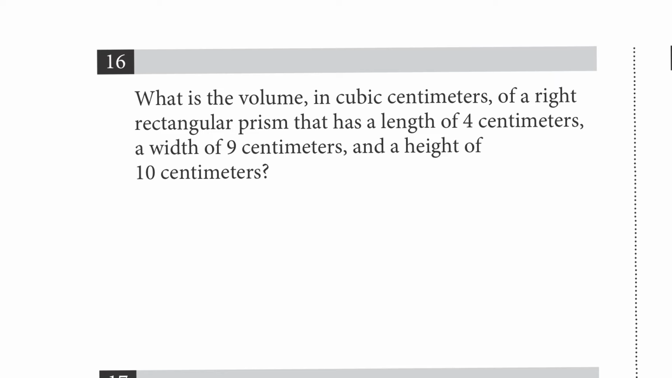Okay, problem number 16. What is the volume in cubic centimeters of a right rectangular prism that has a length of 4 centimeters, a width of 9 centimeters, and a height of 10 centimeters? So in this problem, if we're looking for volume, a right rectangular prism looks like a box, and all you need to do is find the length times the width times the height. So we're going to have 4 times 9 times 10. 4 times 9 is 36, and 36 times 10 is 360, and that's your answer right there.